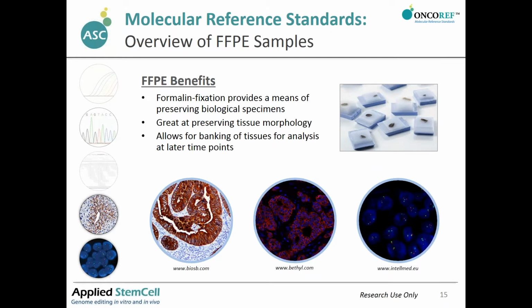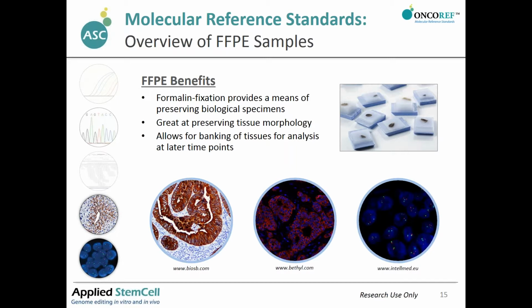So with that, I'd like to transition to talking a little bit about our FFPE reference standards. So just to give you a little bit of background on formalin-fixed, paraffin-embedded samples, this is a process that was really established by molecular pathologists in order to preserve biological specimens. And so essentially what you do is you fix the biological specimen in formalin, and then you embed it within a paraffin block. And by doing this, it really helps you to preserve tissue morphology, and you can see some examples of that in these images on the bottom, showing some applications in immunofluorescence staining, immunohistochemistry, and also in situ hybridization. And this also allows for the banking of tissues for analysis at later times.